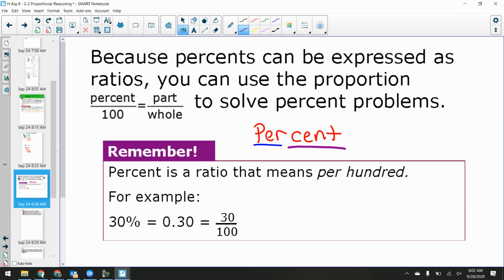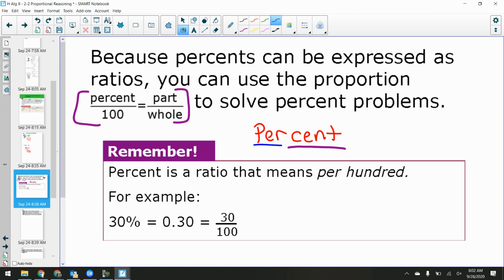Cent is referring to 100, so percent means "per out of 100." That's what the word really means, out of 100. So percent over 100 is equal to part over whole. That proportion will allow you to solve any percentage problem that we've had. Percent over 100 is equal to part over whole.